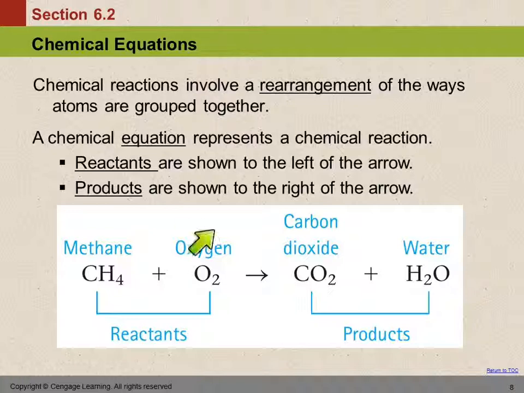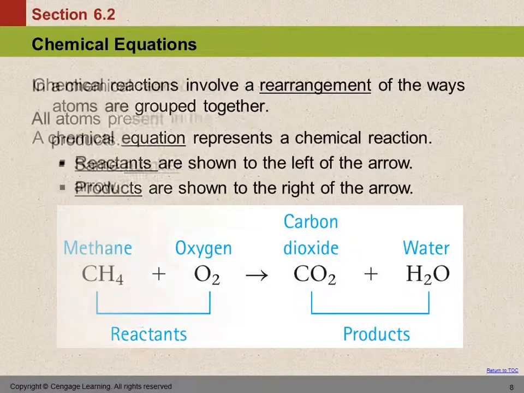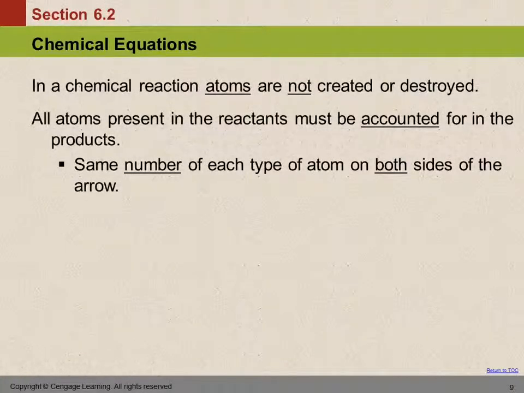So on the left side of the arrow, we have the reactants, and on the right side of the arrow, we have the products. The reactants react to produce the products. So these things react, and the arrow points to what gets produced. So the atoms are not created or destroyed. They're just rearranged. So any atoms that are present at the beginning in the reactants must also be present in the products. It's a little bit like playing with Legos.